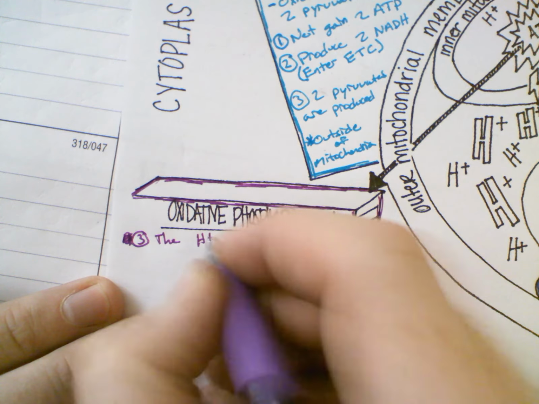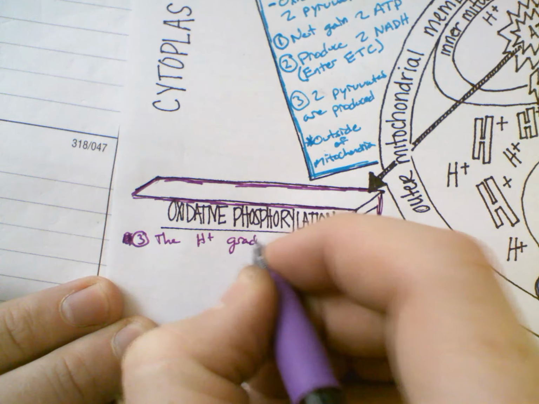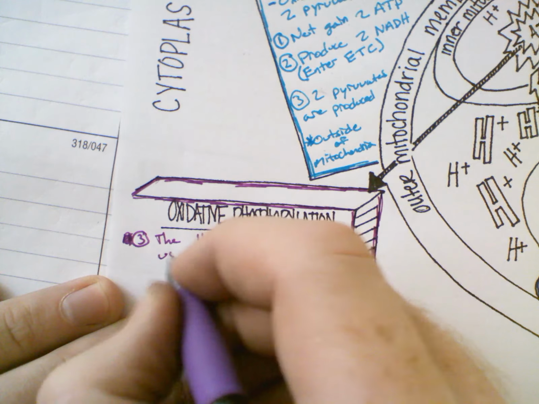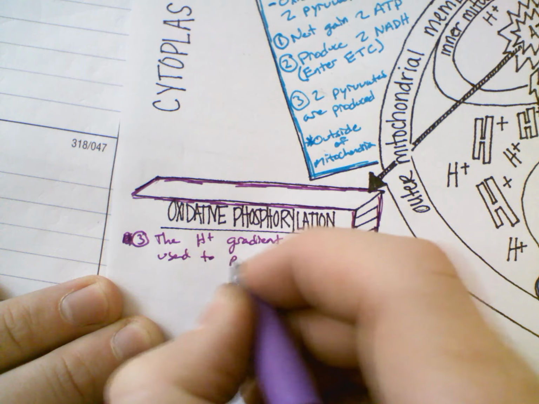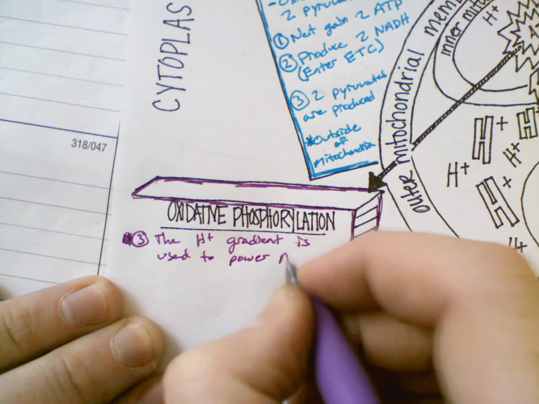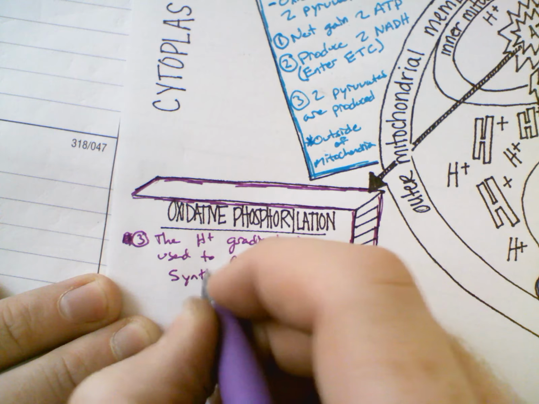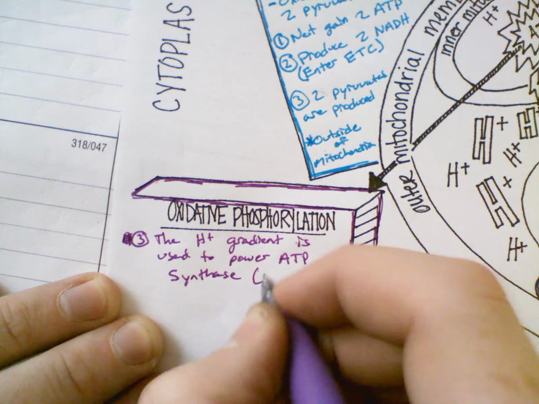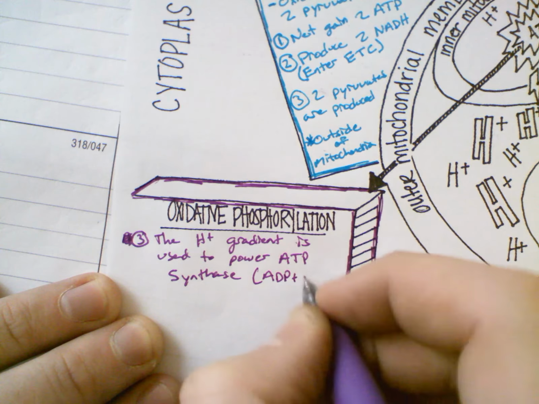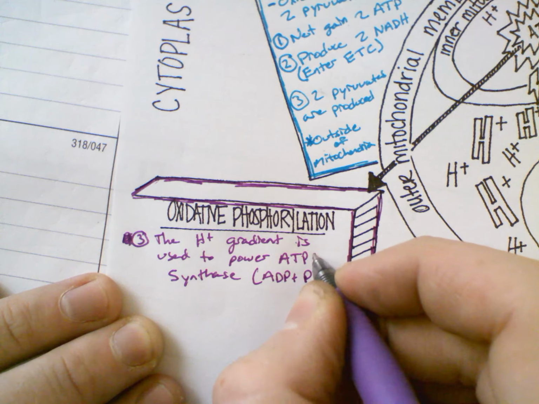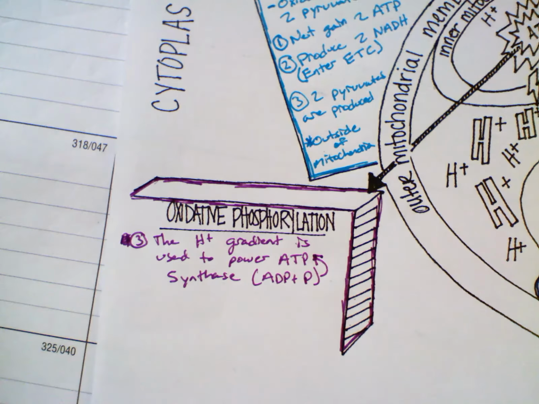The H plus gradient is used to power ATP synthase, which is an enzyme that takes ADP plus P and generates ATP. Okay. This is the big payoff.